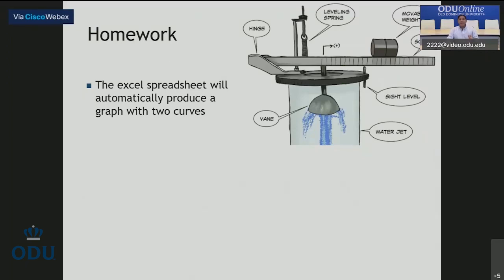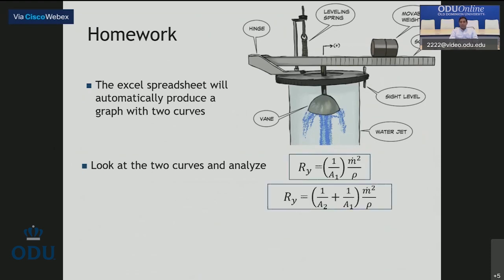Now, with the Excel spreadsheet, you're going to go through all the experiments and plug in the missing data on the tables in the spreadsheet. The Excel spreadsheet will give you two curves. What I want you to do is to analyze those curves with respect to these equations and tell me whether those curves do make sense regarding these equations.